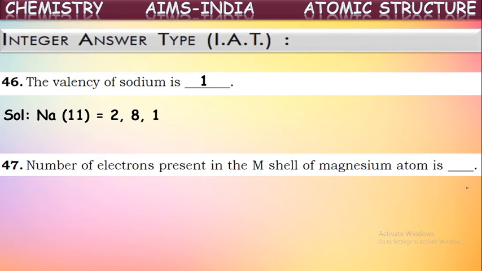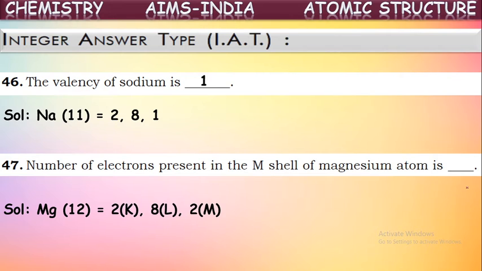Next question. Number of electrons present in M shell of magnesium atom. M shell. What is the number of this shell? K, L, M, means it is the third shell. We know the atomic number of magnesium is 12, and its configuration will be 2, 8, 2. So how many electrons in the third shell for this magnesium? There are 2 electrons. Okay.